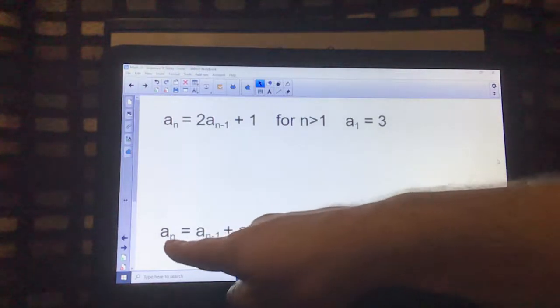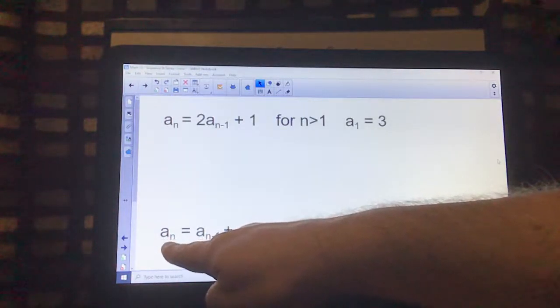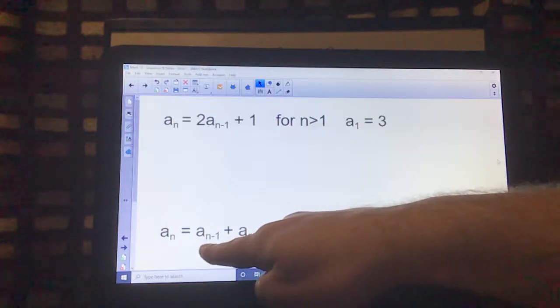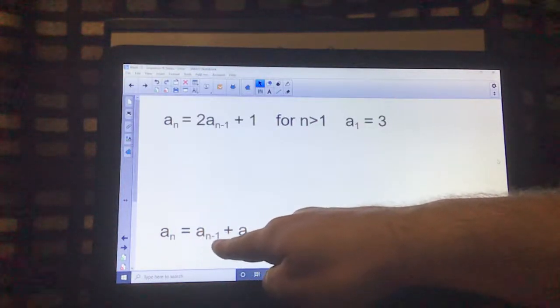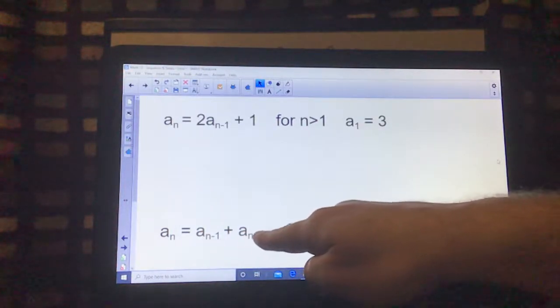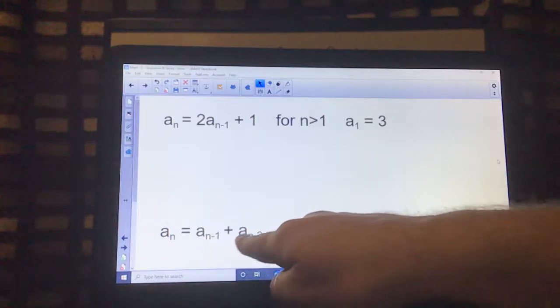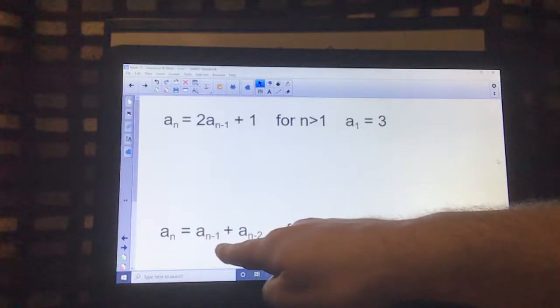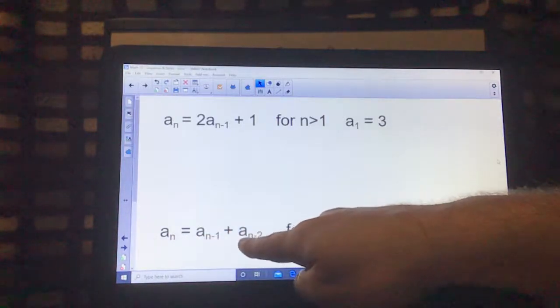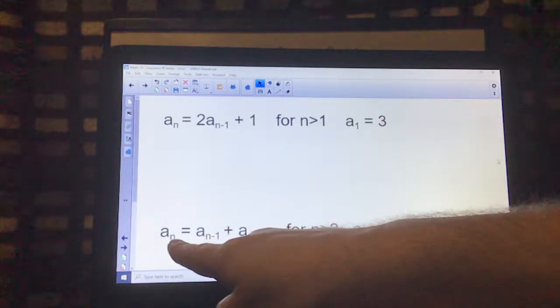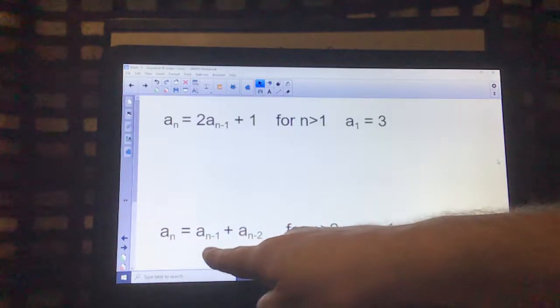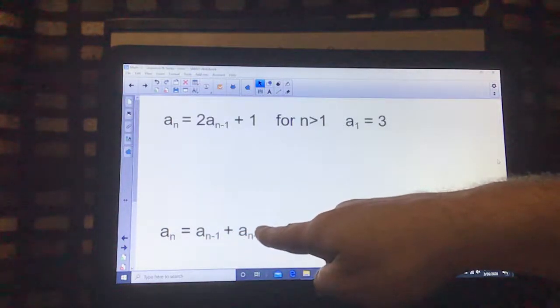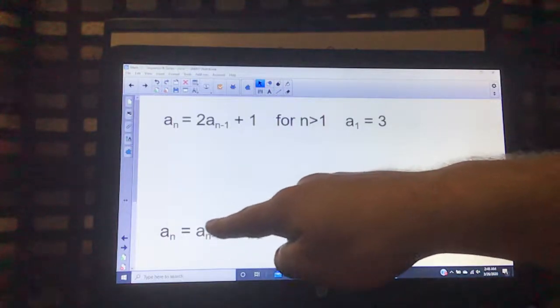So notice that they want me to find a sub n. To get it, I need a sub n minus 1 and a sub n minus 2. Now remember, these are the counters. So to get term n, this means I need the term before it, and the term that's 2 before it. So for example, if I wanted term 12, I would need term 11 and term 10. So I need the two terms that came before it.